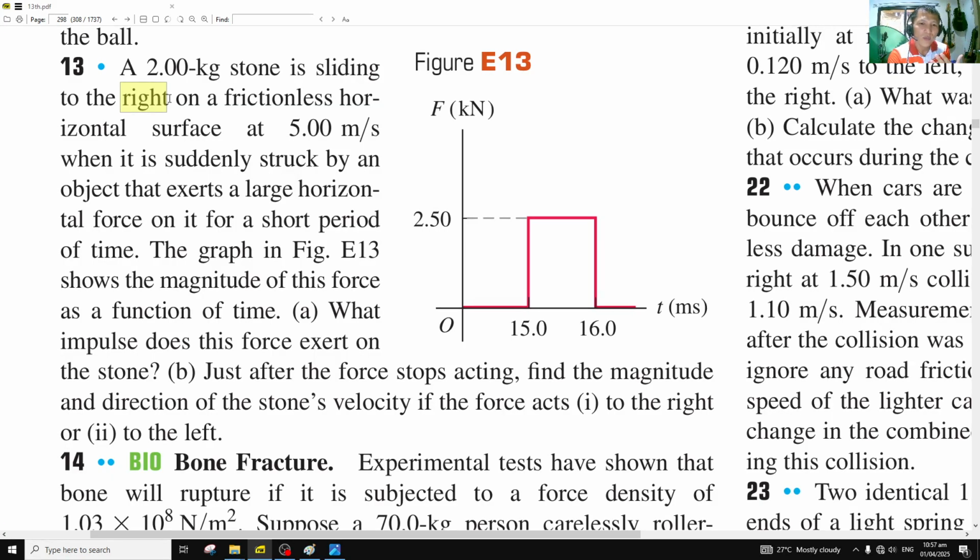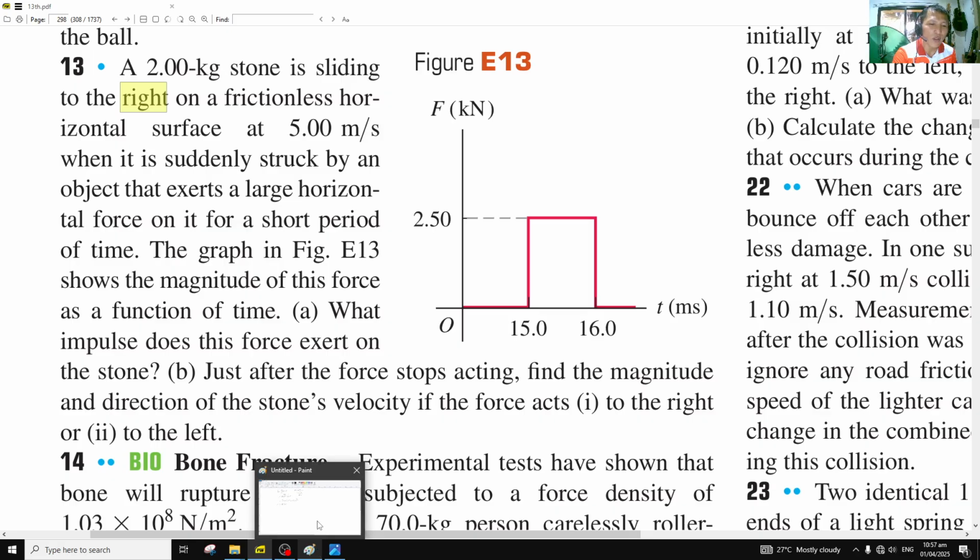If the impulse is to the right, it has the same direction as the momentum, so the velocity should increase if the force is to the right. But if it is to the left, it is different. The force was applied to move to the right, then the impulse was applied to the left. Let's solve.